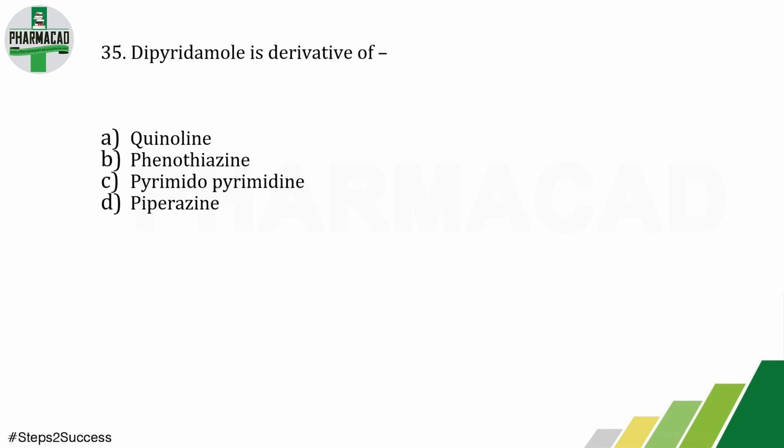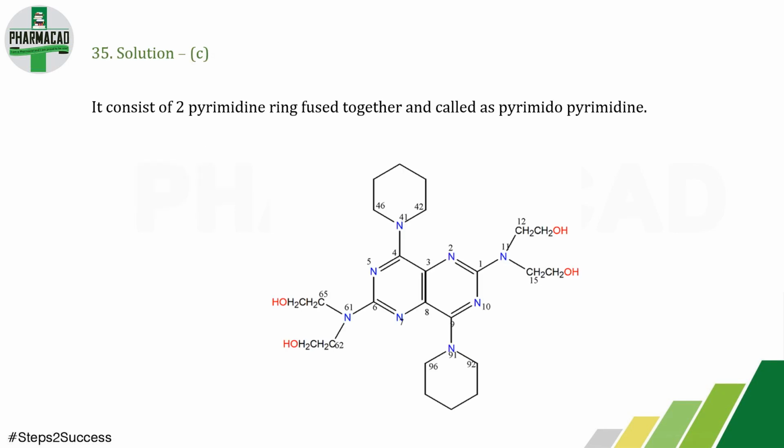Next question. Dipyridamole is a derivative of quinoline, phenothiazine, pyrimidopyrimidine or piperazine. So let's focus on the name of the drug, that is dipyridamole, and the options here. So the solution is, it consists of two pyrimidine rings fused together and it is called pyrimidopyrimidine. Hence the correct answer is option C, that is pyrimidopyrimidine. Okay. This is the structure of dipyridamole.